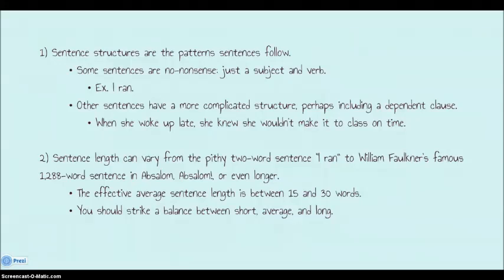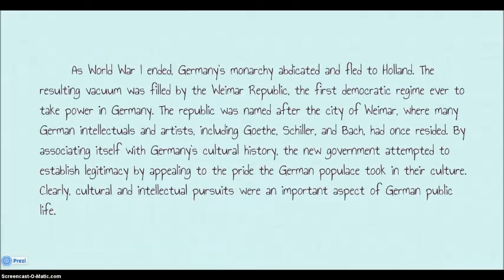Now you also have the issue of sentence length, which can vary from everything, a 2 word sentence like I ran, all the way up to like William Faulkner's famous 1,288 word sentence in Absalom, Absalom, or even longer. Sentences can go on and on. The average effective sentence length is between 15 and 30 words. That's where you want to be. But you should also strike a balance between short, average, and long sentences. So let's take a look at a paragraph here.